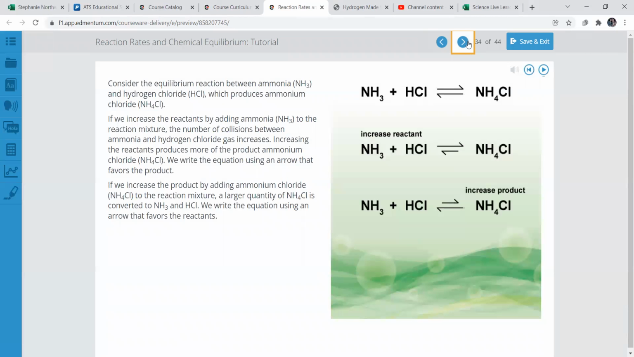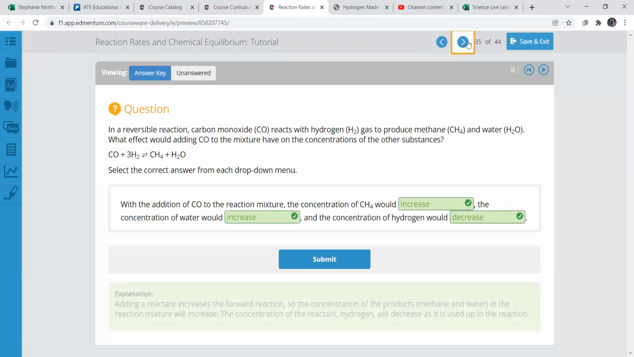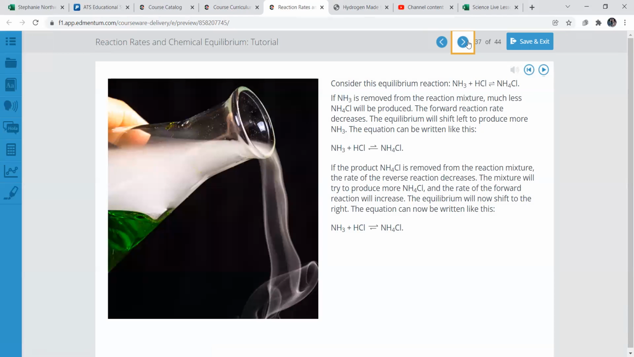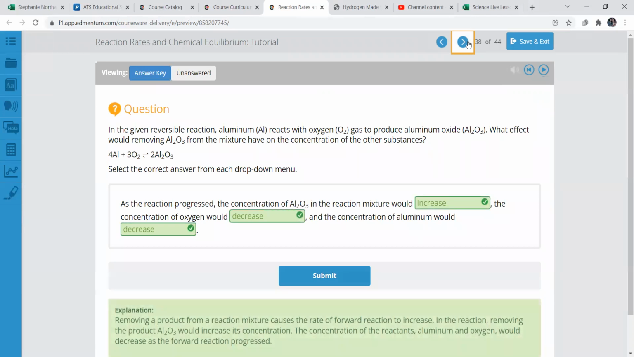Okay, let's go on to the next part. This gives you a couple examples here, and a couple more examples. It just goes over chemical reactions and shows you a few things.